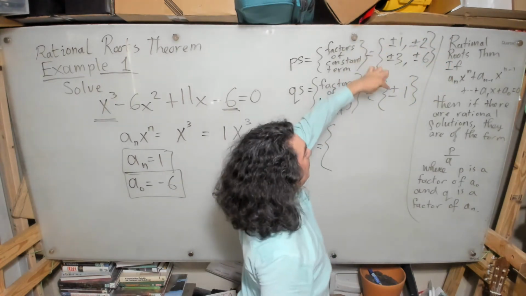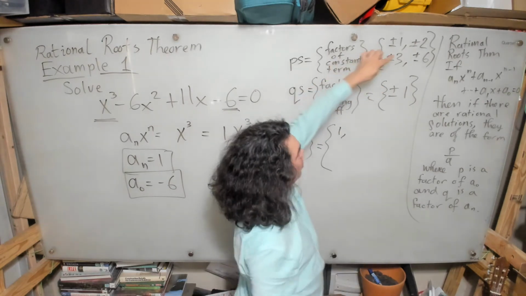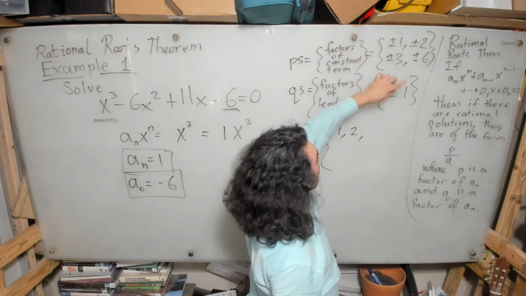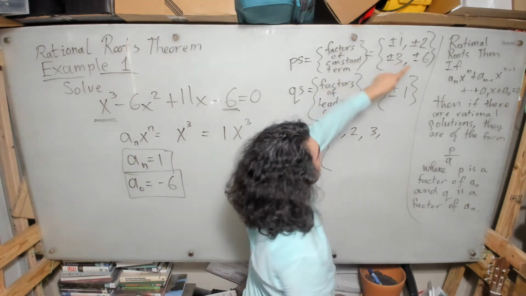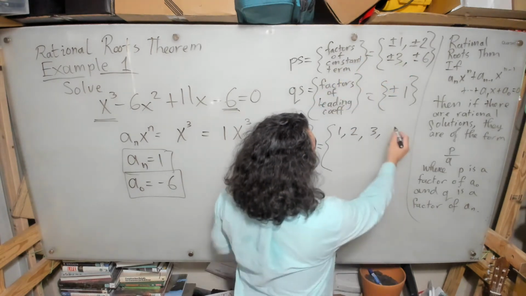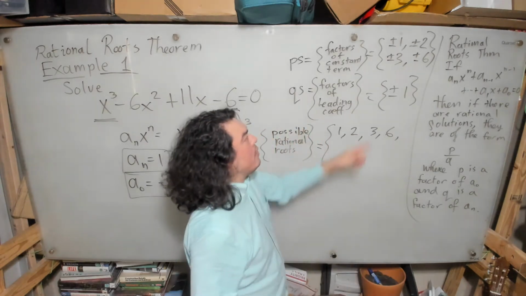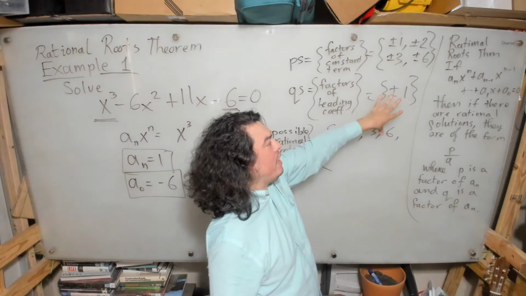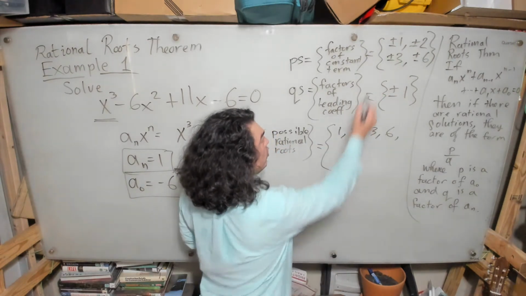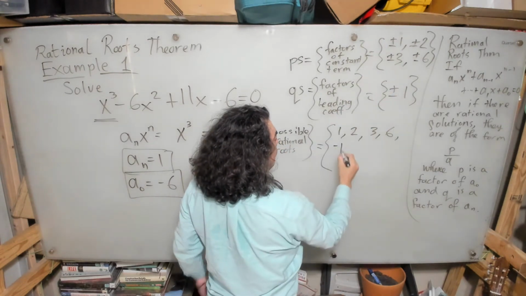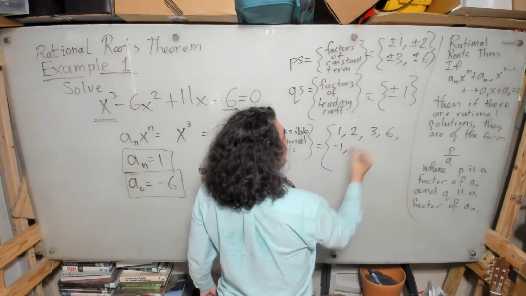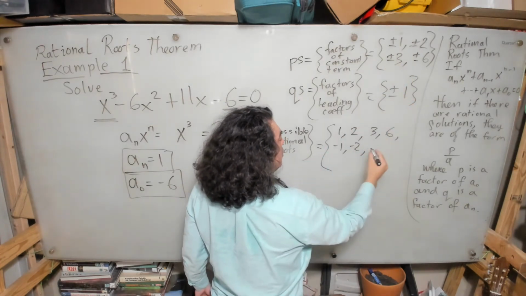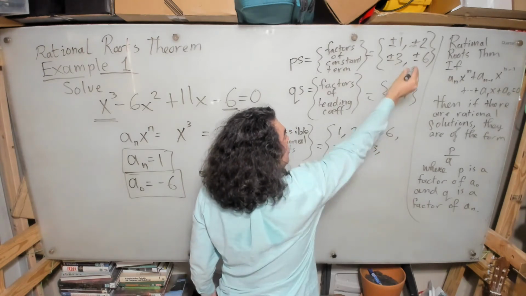So 1 divided by 1 is 1. 2 divided by 1 is 2. 3 divided by 1 is 3. 6 divided by 1 is 6. Now I'm going to take the negative ones from here, and I'm going to divide them by the positive one. So what's negative 1 divided by 1? Negative 1. What's negative 2 divided by 1? Negative 2. What's negative 3 divided by 1? Negative 3. What's negative 6 divided by 1?